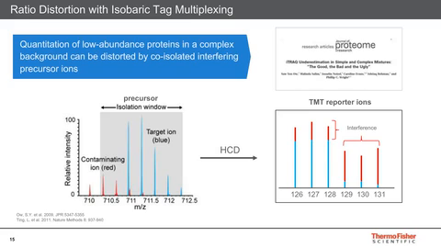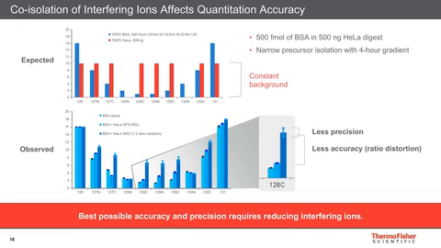Even when using narrow isolation windows, co-isolation of an interfering peptide still presents a challenge to accurate quantitation using isobaric tags. If a contaminating peptide is also labeled, the resulting MS2 spectra contains reporter ions from both the target and the precursor, distorting the quantitation that is reported from the true value. This results in a marked decrease in both the accuracy and the precision depending on the degree of interference.